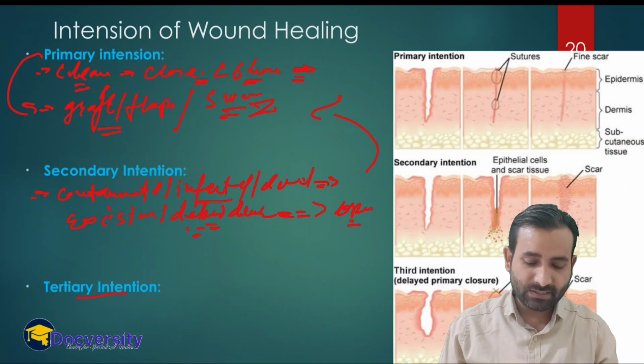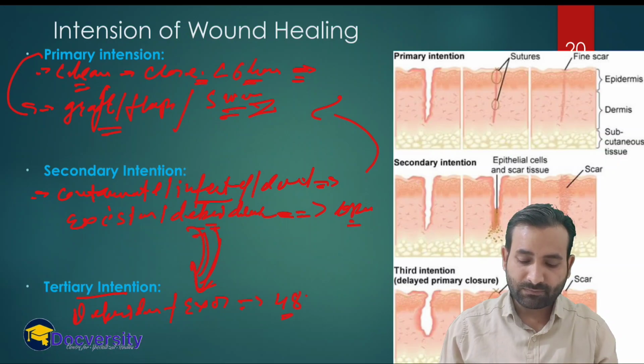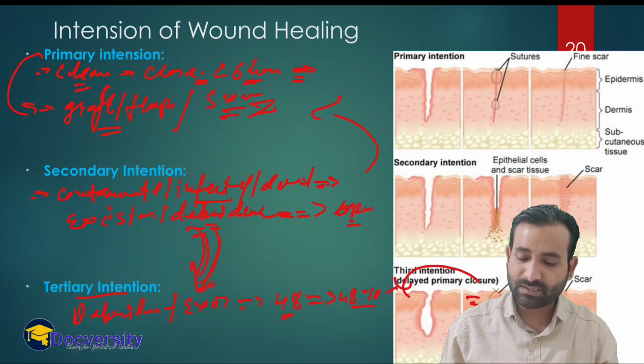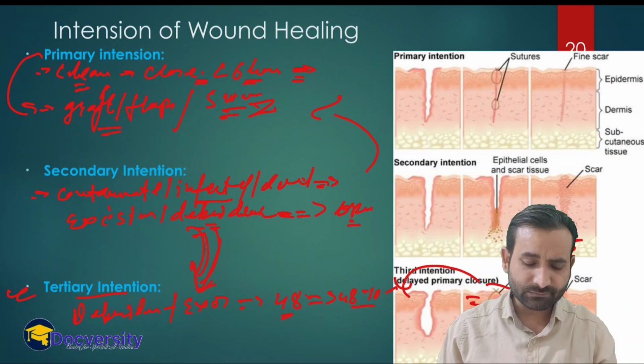In the tertiary intention, after this one, as this one means what? The debridement plus excision, right? We leave the wound open for 48 hours, and after 48 hours to 10 days we resuture the wound, right? So if we resuture the wound, then it forms a scar smaller than the secondary intention. So this is called what? The tertiary intention of wound healing.